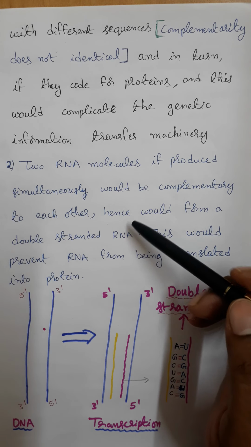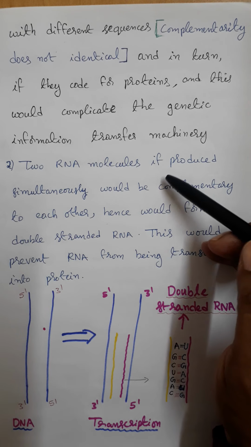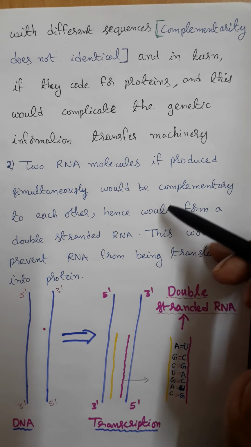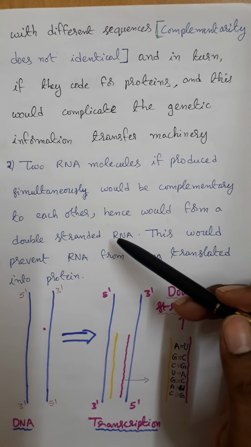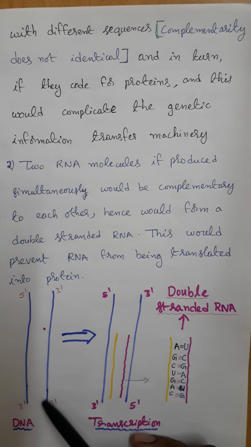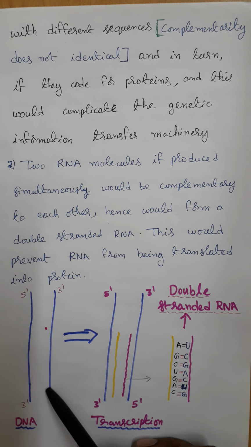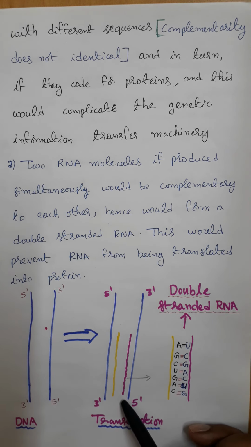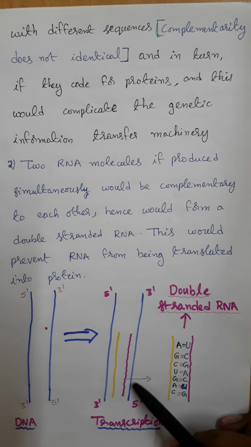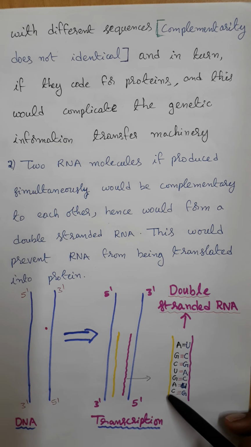What is the second reason? Suppose two RNA molecules are produced simultaneously, they would be complementary to each other. So this is a diagrammatic representation of DNA molecule. Generally, both the strands are not involved in synthesis of RNA molecule. If both the strands are involved in synthesis of two RNA molecules, what will happen? These two RNA molecules are complementary with each other.